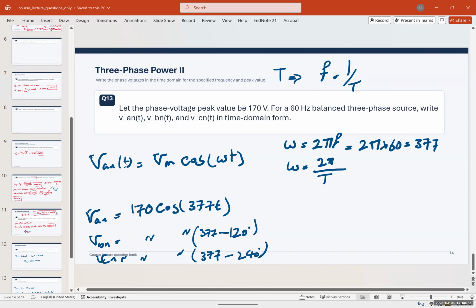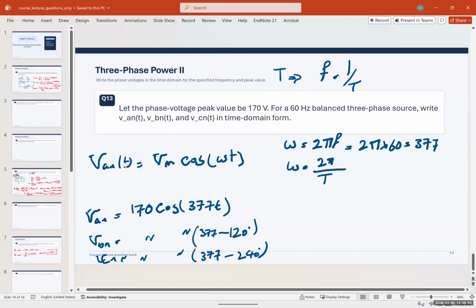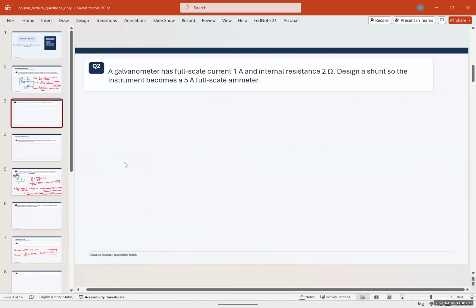Now that we have a little bit of extra time, I want to solve another problem as well. This one is a good one. A galvanometer has a full scale current of 1 amp and internal resistance of 2 ohms. Design a shunt so the instrument becomes a 5 amp full scale ammeter.